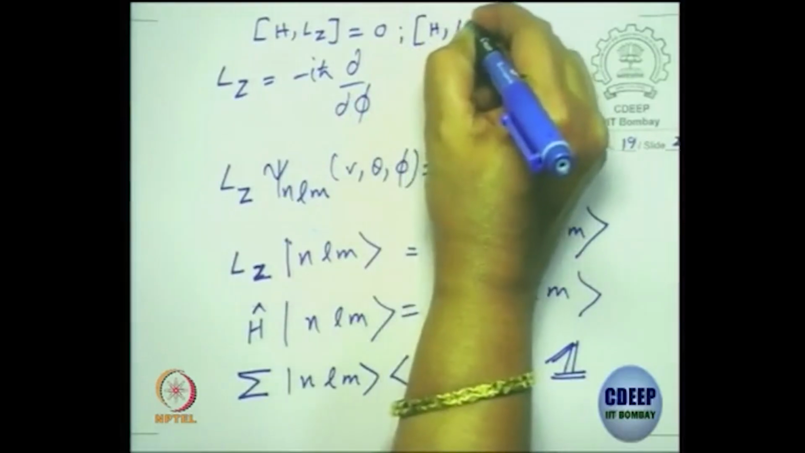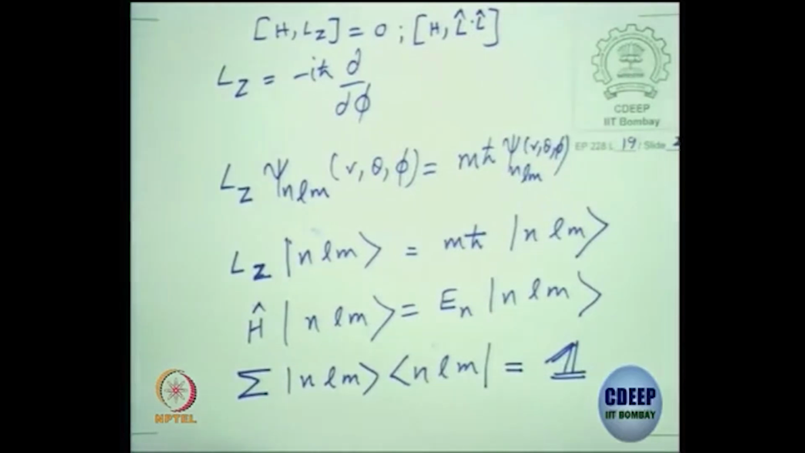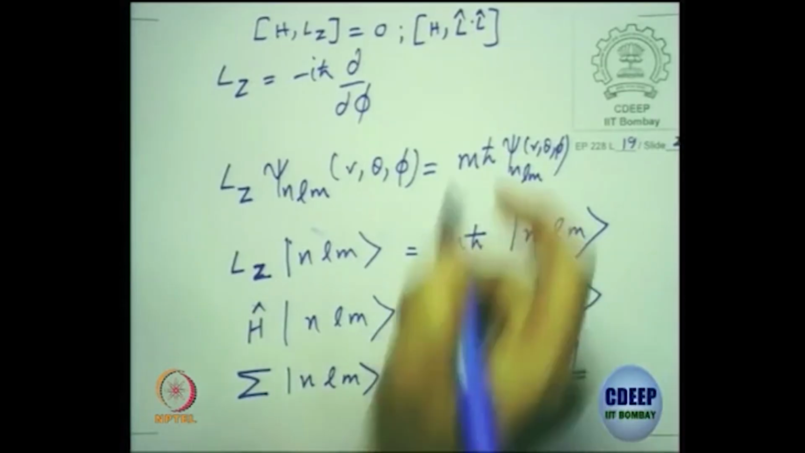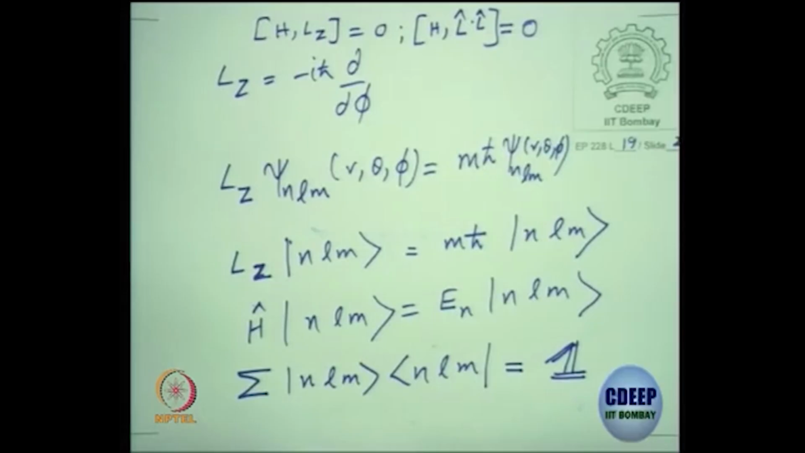L squared is actually L dot L, the operator form of L dot L. They also share the simultaneous complete set. So this will be 0. What about H with Lx? We did this for Z. But if you want to do Hamiltonian with Lx, that will also be 0.